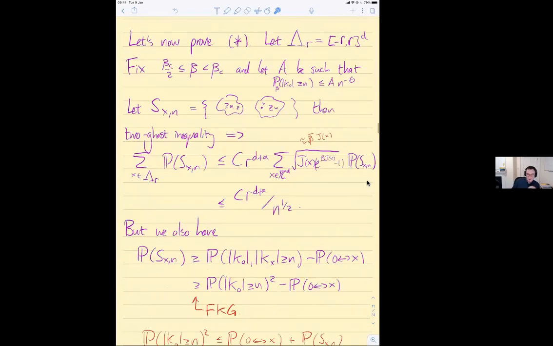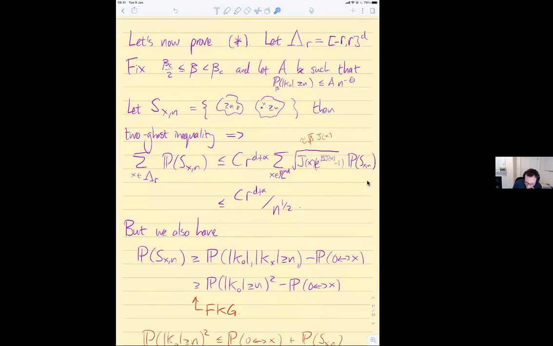Okay, so now, of course, we have to prove that this implication holds. Let's define lambda r to be the box from minus r to r. Let's fix beta in this range, but we're not going to allow any constants that appear to depend on beta.